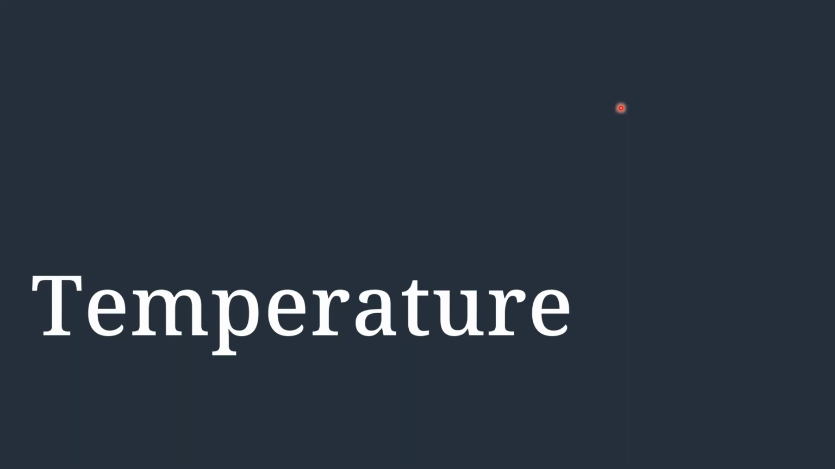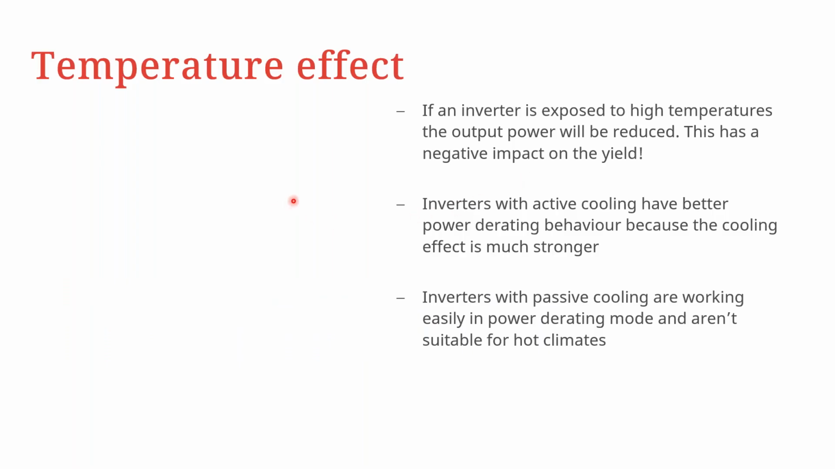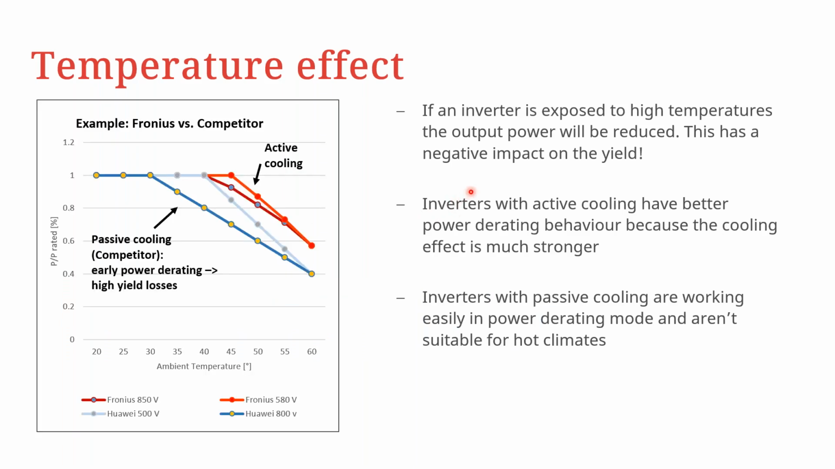So when it comes to temperature, how do Fronius inverters deal with ambient temperatures? What we do know is that temperature has a negative effect on production. So if an inverter is exposed to high temperatures, the output would be reduced. This, of course, would have a negative impact on yield, and in addition means that you would extend your return on investment period.